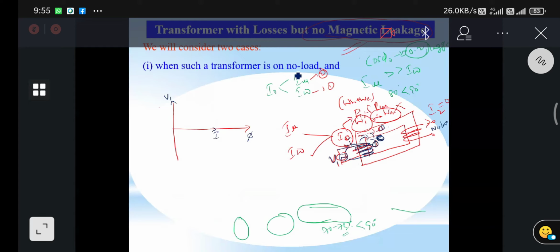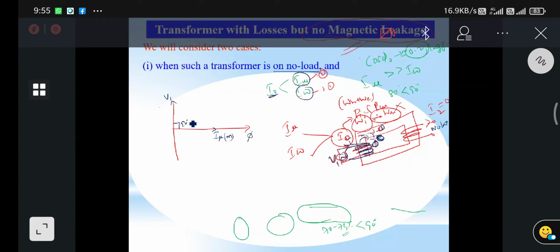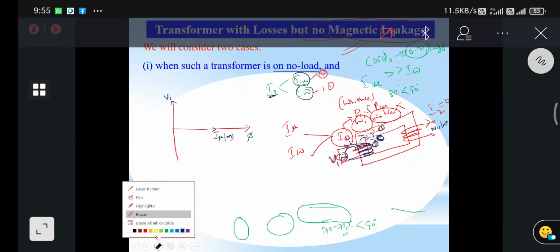So when there is a transformer on no load, the no load current has a working component current and a magnetizing component current. So first of all, V1, Im and phi. You can take this as Im, otherwise you can take Imu. Both are in the same phase here. And Im always lags V1 by 90 degrees here. But I am not going to consider that here. So in ideal cases, it is 90 degrees.